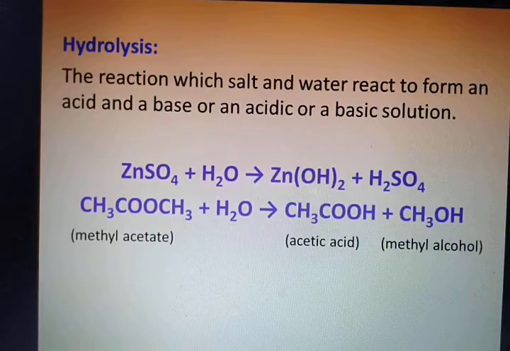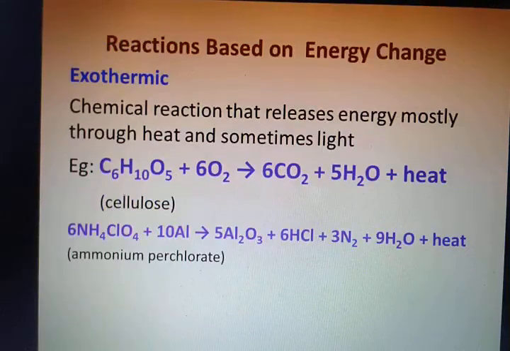I hope that till this much it's clear to you. Moving on to the next part, a small portion left out, that is reactions based on energy change. That is, a chemical reaction that releases energy, mostly through heat and sometimes light.